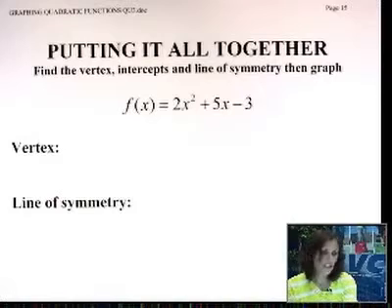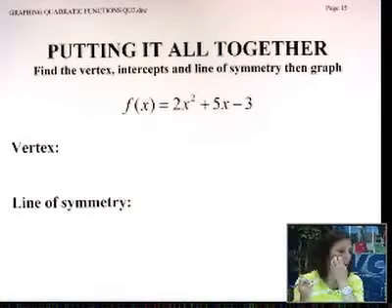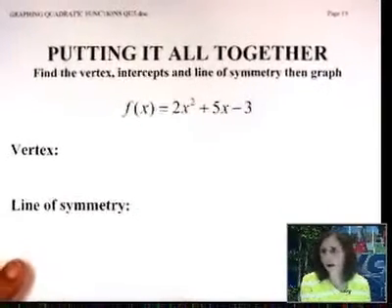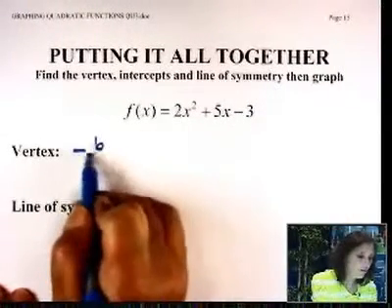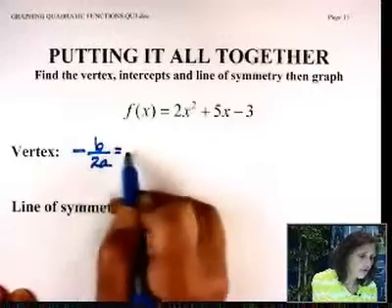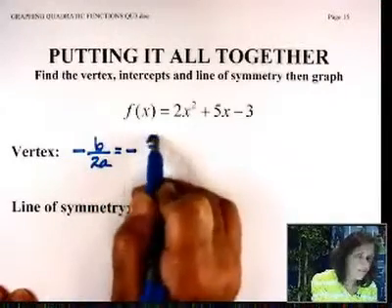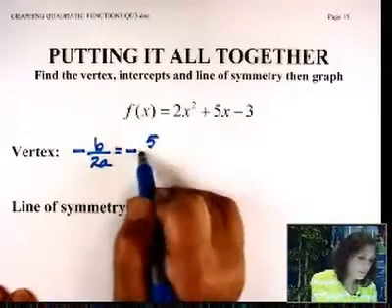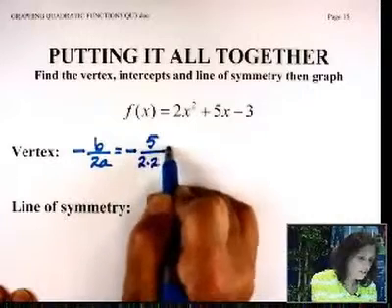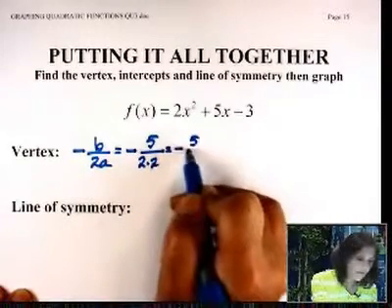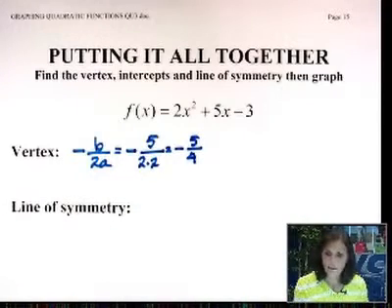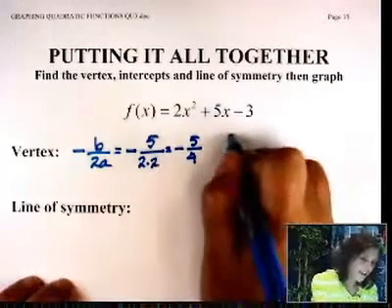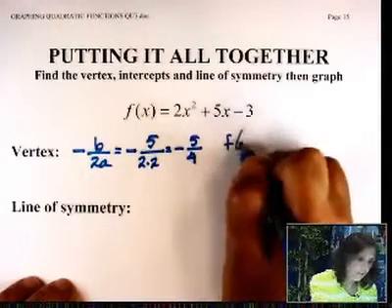So let's put everything together. Let's find the vertex. The vertex is going to be negative b over 2a. That's going to be negative 5 over 2a, 2 times 2, so it's going to be negative 5/4. Now I'm going to take the f of that. F of negative 5/4.